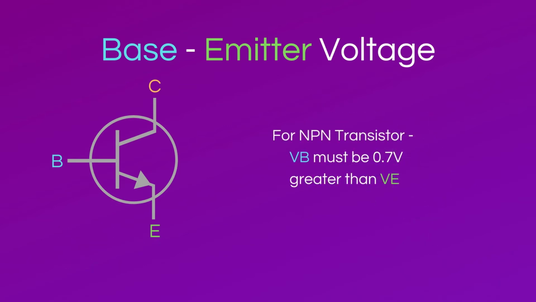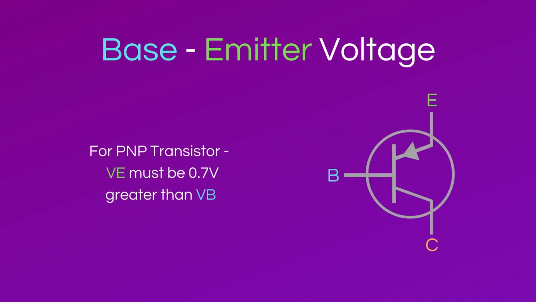Therefore, for an NPN transistor, the base voltage must be approximately 0.7 volts greater than the emitter voltage, and for a PNP transistor, the base voltage must be approximately 0.7 volts less than the emitter voltage. To summarize, if the forward bias voltage is not reached, the transistor will remain in the cutoff region and no current will flow through the transistor.